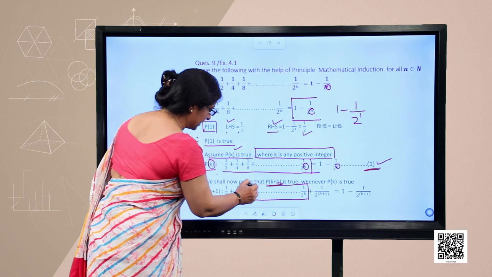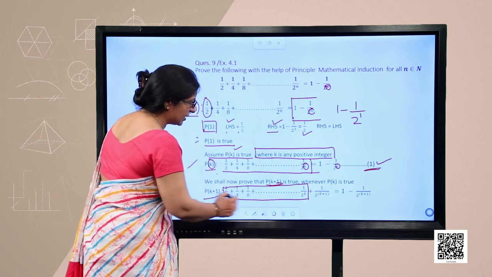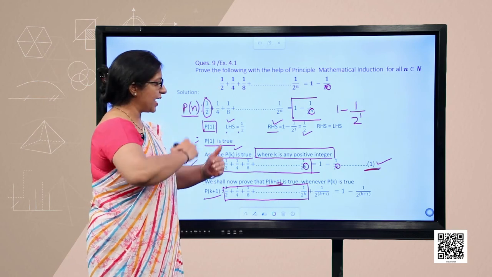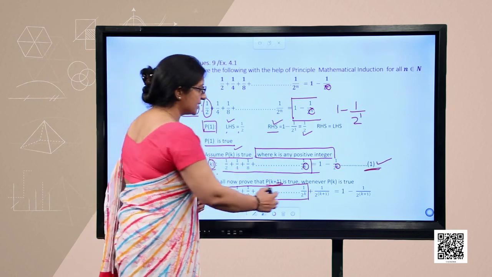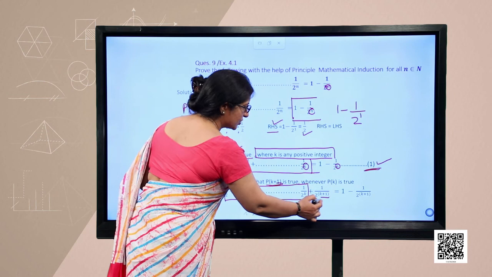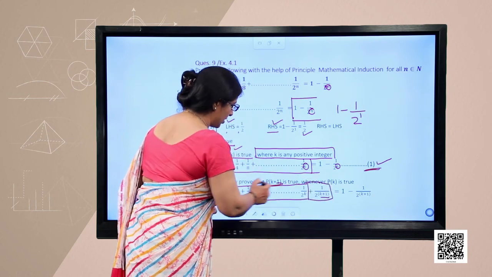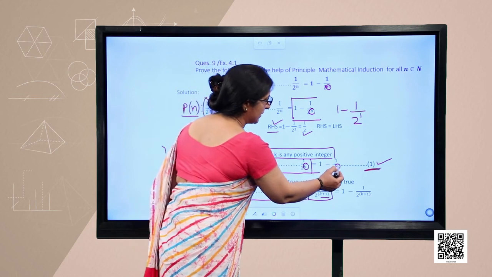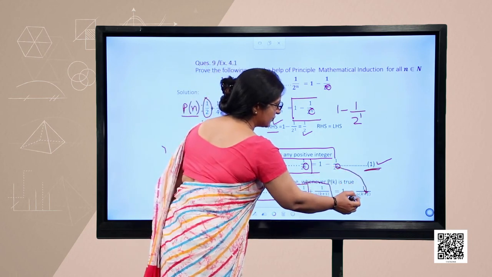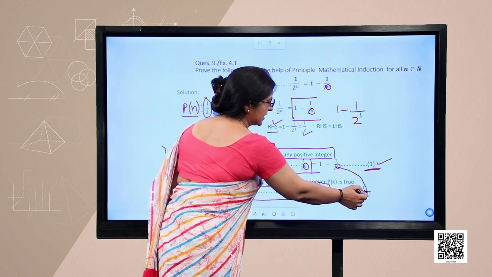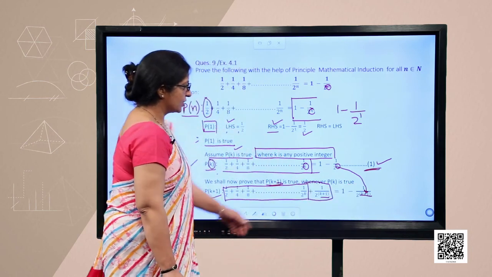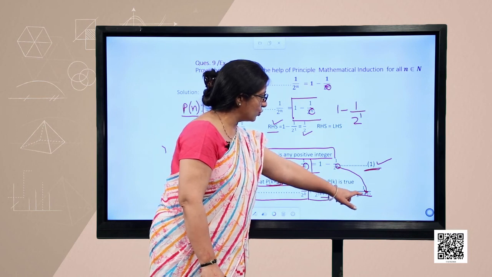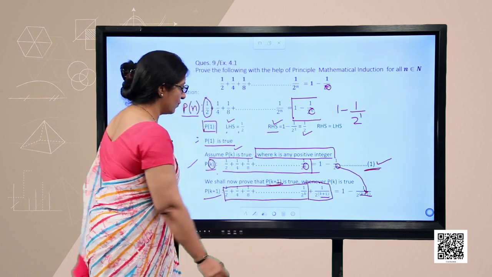This is the expression involving only k terms. What we have done is, we have added the successive term, which is the k plus 1th term. So, this becomes the expression for the k plus 1th term, and here also we will replace k by k plus 1. Wherever there is k, we will replace it by k plus 1. So, this becomes 1 minus 1 upon 2 to the power k plus 1.